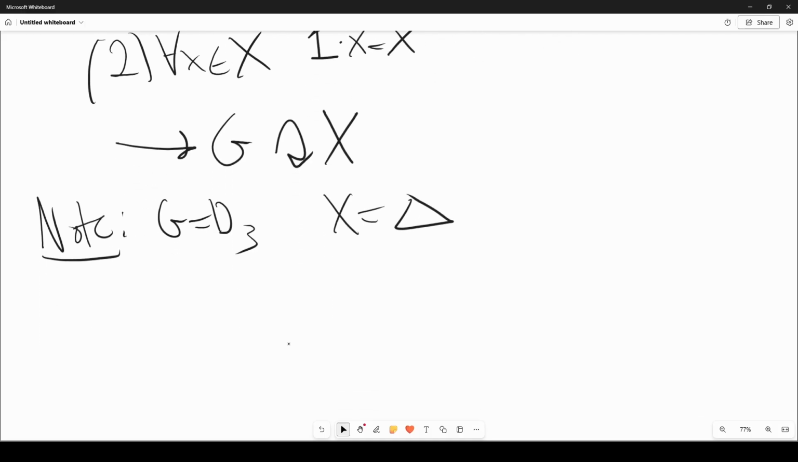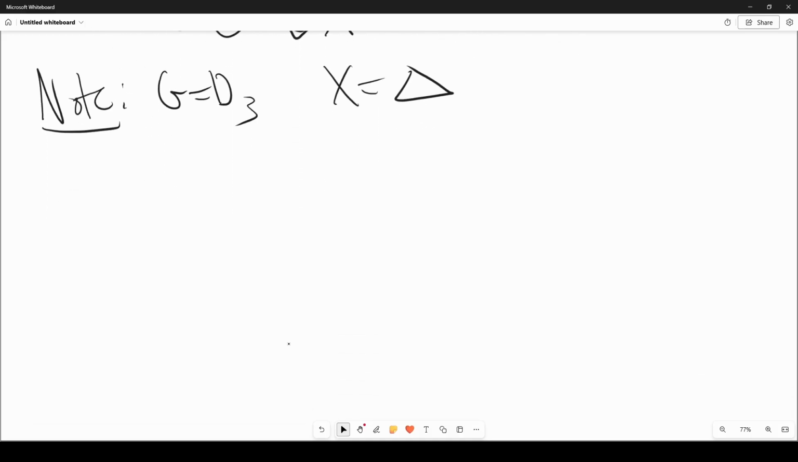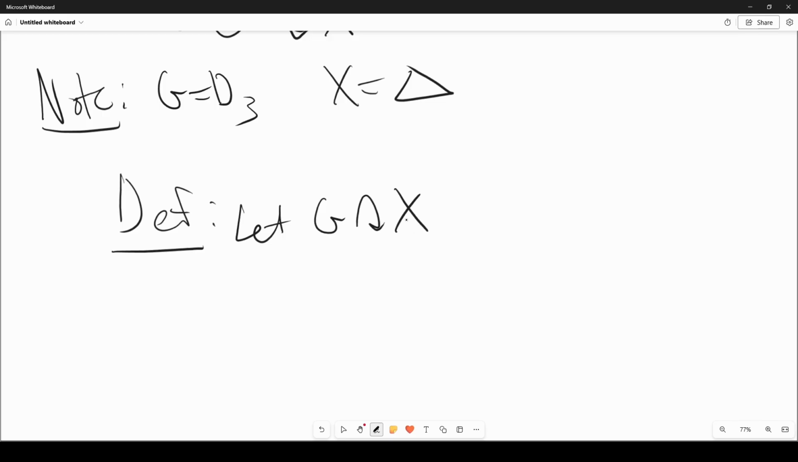Okay, let's introduce some other definitions related to group actions, which are ways of taking group actions and forming sets that may be valuable to analyze, which are called orbits and stabilizers. So let's first define the orbit. Let G act on a set X.